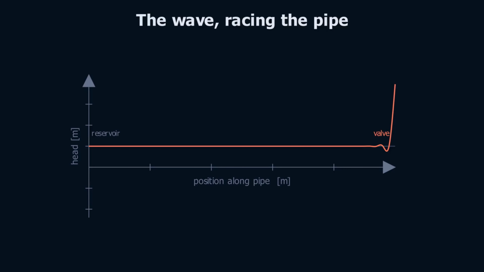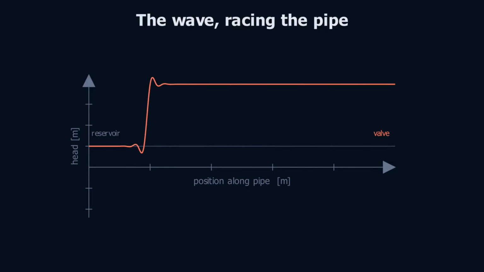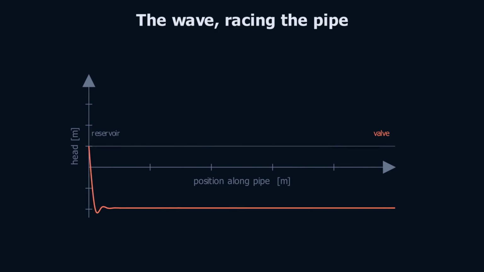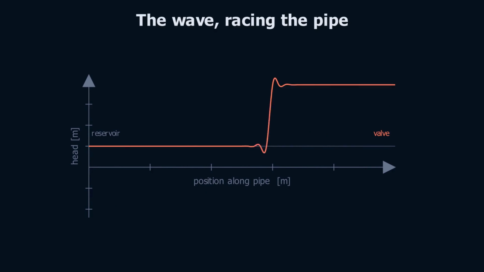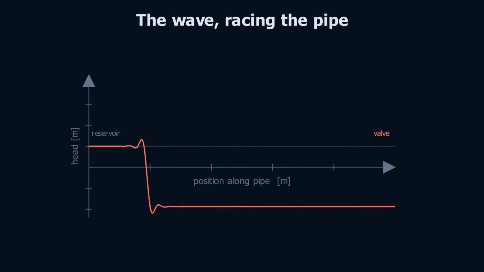It sweeps left toward the reservoir at 1200 meters per second, flips there, and races back. Watch it reflect end to end, and watch friction slowly bleed the peaks down each time it passes. This ringing, up and down every 33 milliseconds, is the pipe hammering itself.